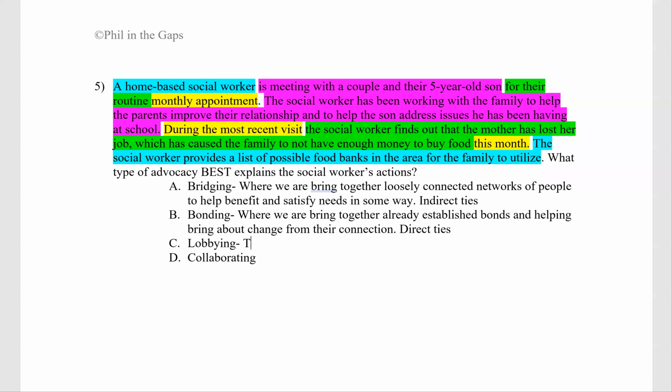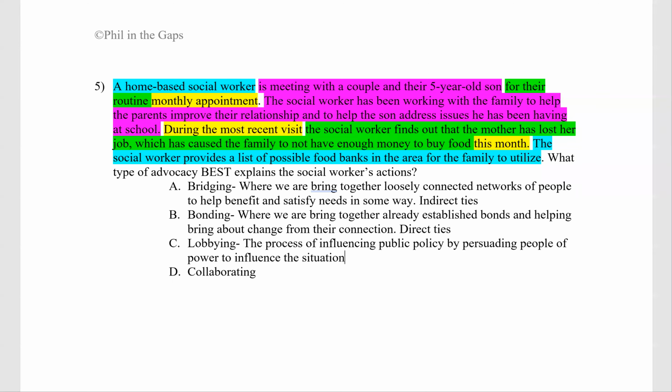And then lobbying is the process of influencing public policy by persuading people of power to influence the situation.